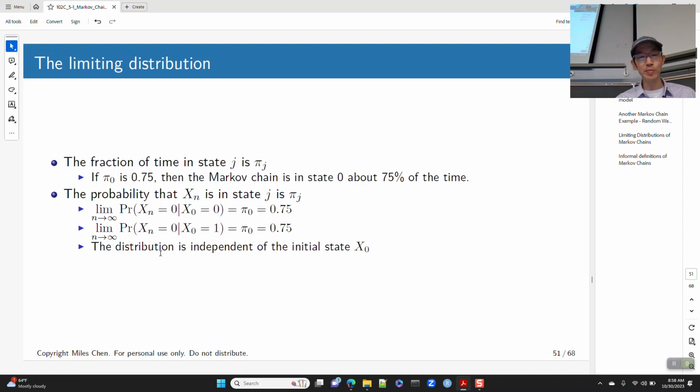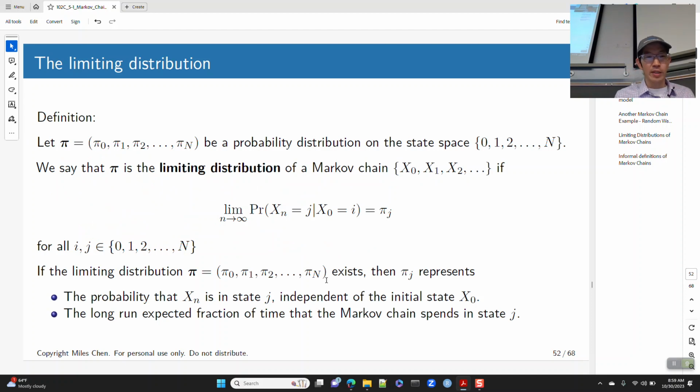And so it's important that the distribution is independent of the initial state, because we want to say it doesn't matter where I start. Eventually, I'm going to end up towards this limiting distribution. So we're going to say this is going to be our definition of the limiting distribution.